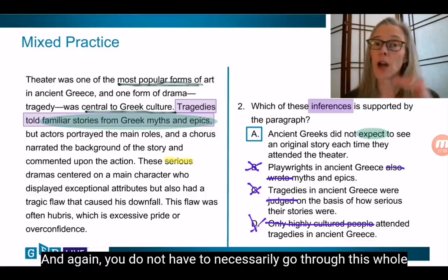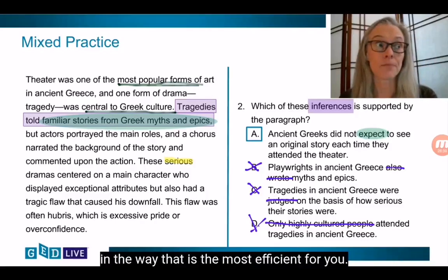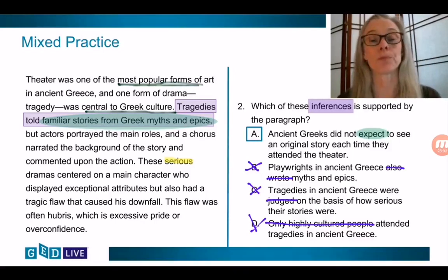And again, you do not have to necessarily go through this whole process for every question. You will approach each question in the way that is the most efficient for you.